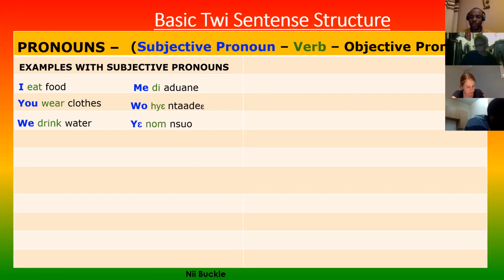Yanum nsuo. Now this is how you are going to write it, and this is how you're going to say it. Yanum nsuo. Ruka, repeat this phrase. Yanum nsuo. Okay. Ellie.